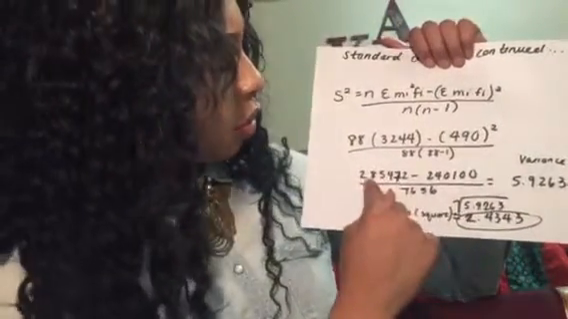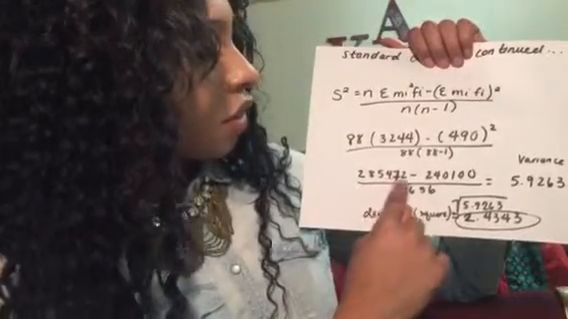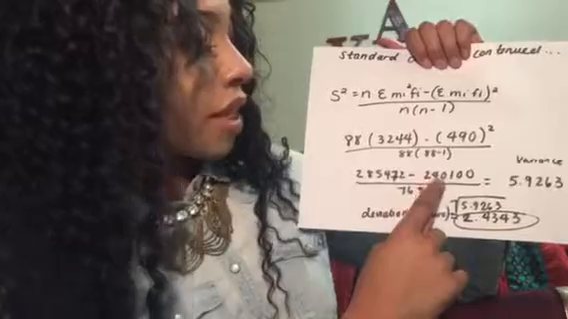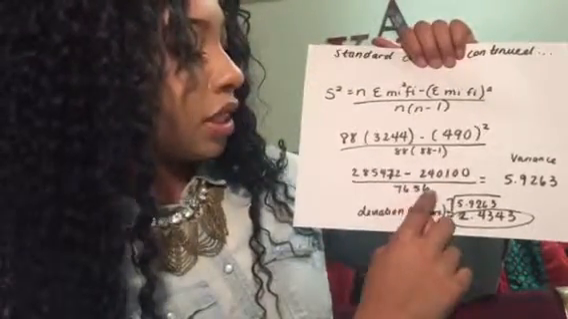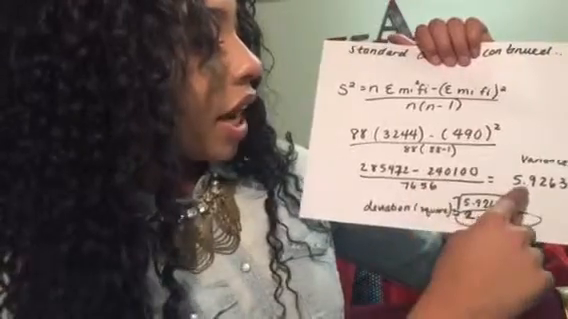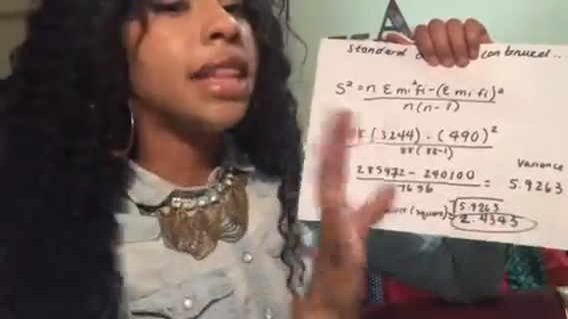So using the calculator, I times them. I got 285,472 minus 240,100. All divided by 7,656. And then I equaled that. I got 5.9263. That's the variance.